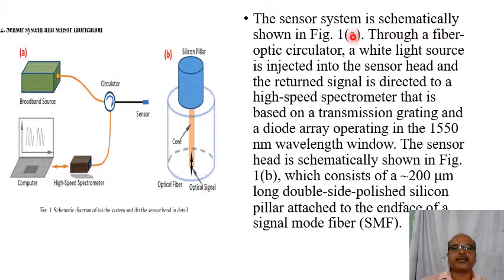The sensor system is schematically shown in figure A, which shows a fiber optic circulator. A white light source is injected into the sensor head, and the return signal is directed to a high speed spectrometer that is based on a transmission grating and a diode array operating in the 1550 nanometer wavelength window. The sensor head is shown in this figure, which consists of an approximately 200 micrometer long double-side polished silicon pillar attached to the end face of a single mode fiber.